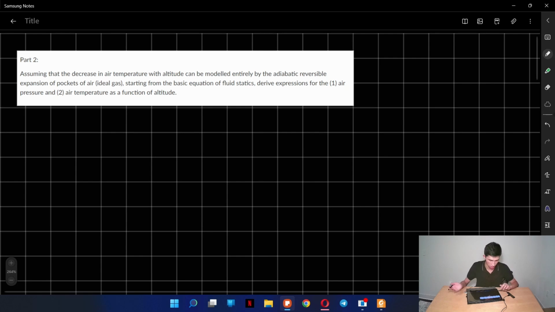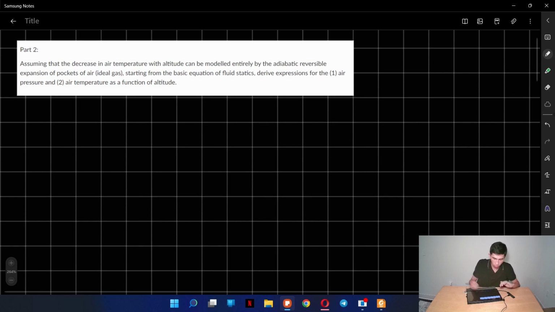So we're given a question, and in the question we are given that the decrease in air temperature with altitude can be modeled entirely by adiabatic reversible expansion of a pocket of air, which is an ideal gas, starting from the basic equation of fluid statics. And we're asked to derive two things. The first is the air pressure as a function of altitude, and the second is air temperature as a function of altitude.